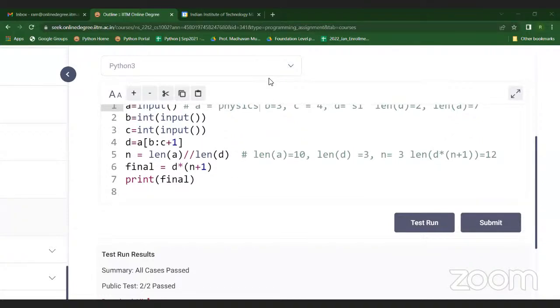So is this clear? Yes, sir, I have done like this, but what mistake did I make? Sir, I do have a small doubt. Can I share my screen? Yeah, you can share the screen.